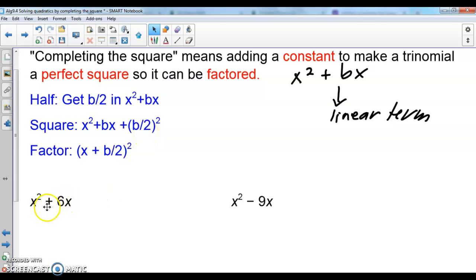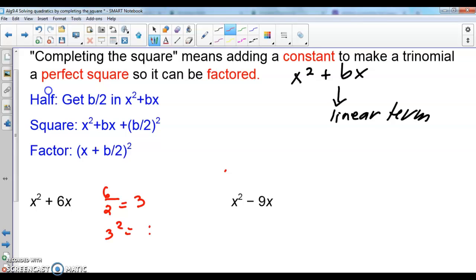So for example, here you have x squared plus 6x. What is the b value here? The b value here is 6, right? We're going to get half of that. So 6 divided by 2 is 3. And then after getting the half value, you're going to square the result after dividing by 2. So if you square 3, you're going to get 9.